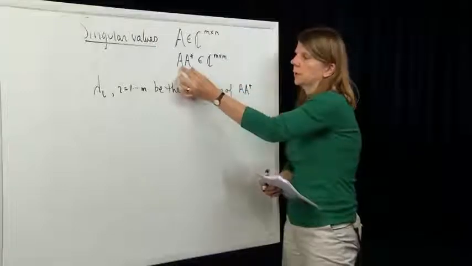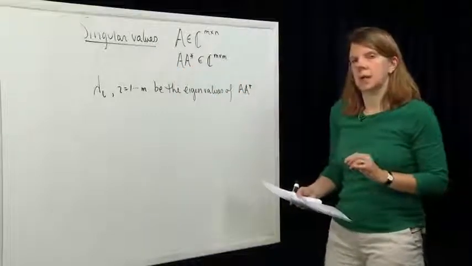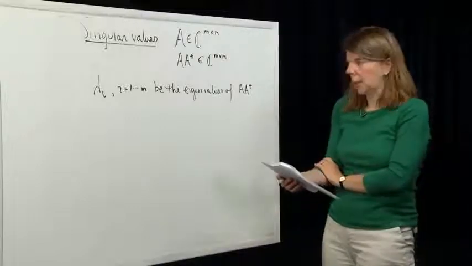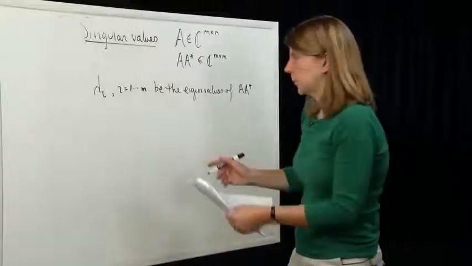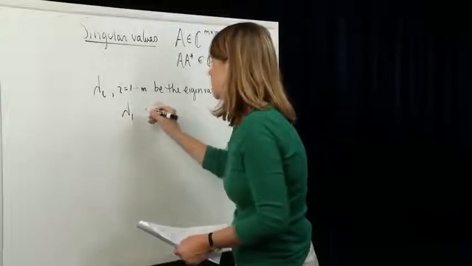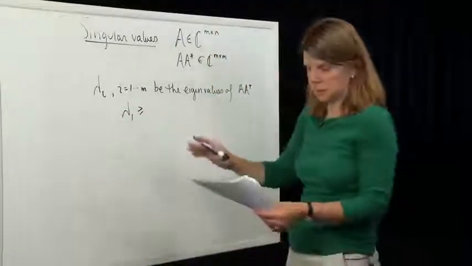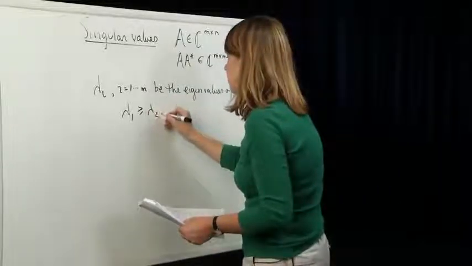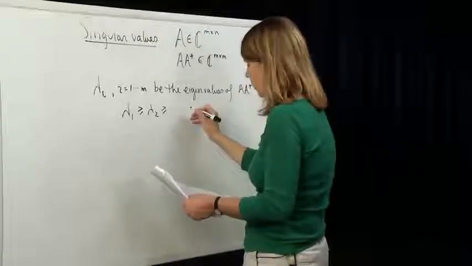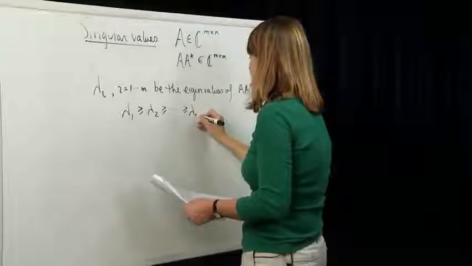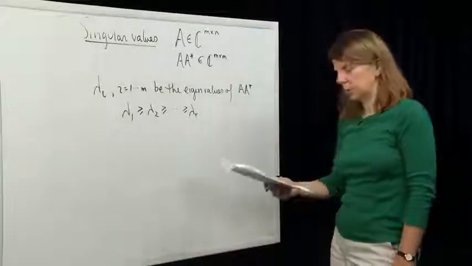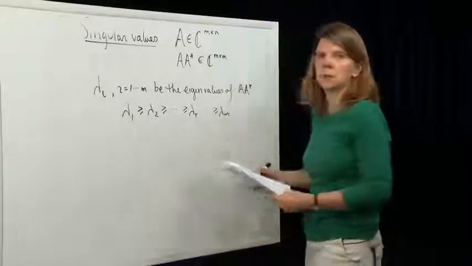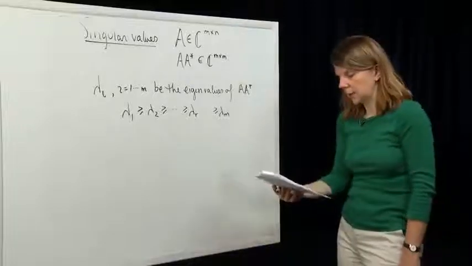In this case, we're looking at AA star. The eigenvalues of AA star are all real and non-negative. That's also something to prove. Let's line them up from the largest to the smallest. So let's assume that lambda 1, they're all positive, or non-negative, I should say, lambda 1 is greater than or equal to lambda 2, which is greater than or equal to lambda r, say, where r is less than or equal to m, which is greater than or equal to lambda m. So I've lined up those eigenvalues.